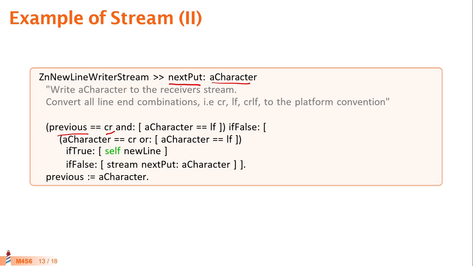And in that case, if it matches one of those, it will just write a new line. Of course, this new line will follow the current platform new line, as we saw before. Otherwise, if it doesn't match any of those, that means that it's probably just a normal character, like A. And if it is the case, it will just delegate the writing to the decoree. So calling the stream and saying, okay, next put this character.